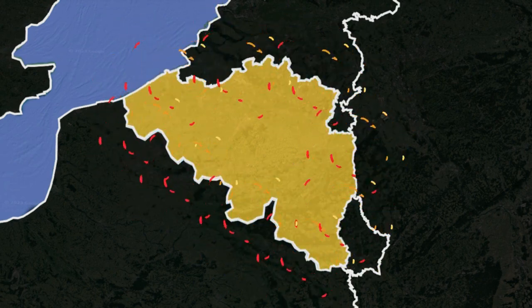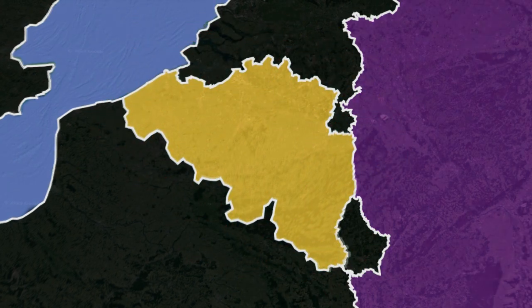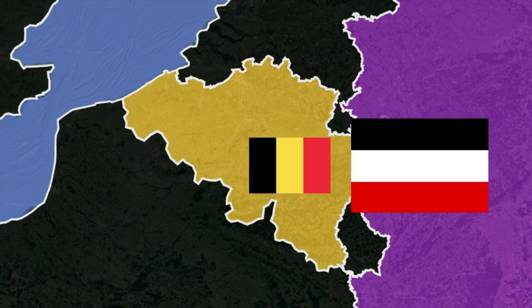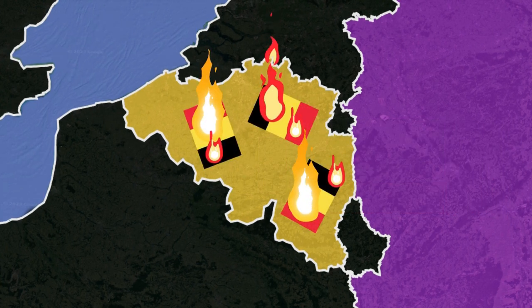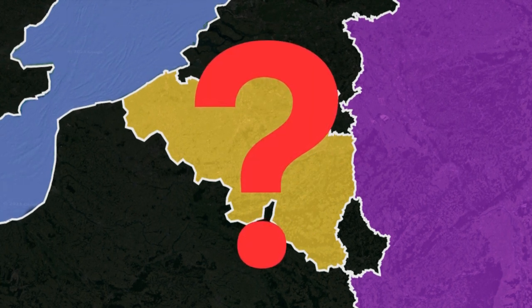On August 4th, 1914, the German Empire began the invasion of Belgium. This invasion would be disastrous for Belgium and its people, which brings the question, why did Germany invade?